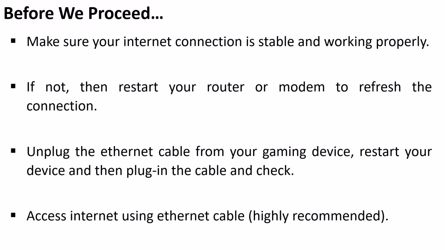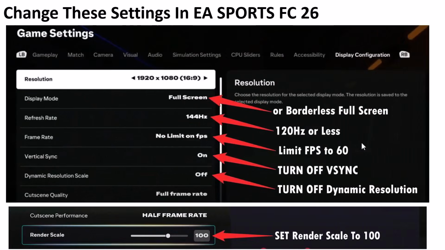Now follow the steps. Now change these settings in EA Sports FC26. So launch the EA Sports FC26 game, go to the game settings and then go to the display configuration tab and change the resolution to 1920 by 1080 and change the display mode to full screen or borderless full screen.